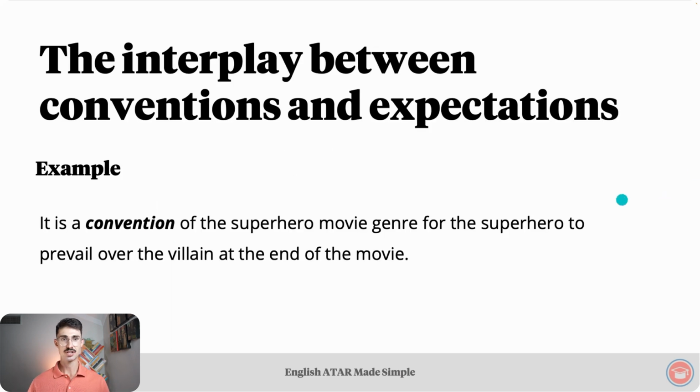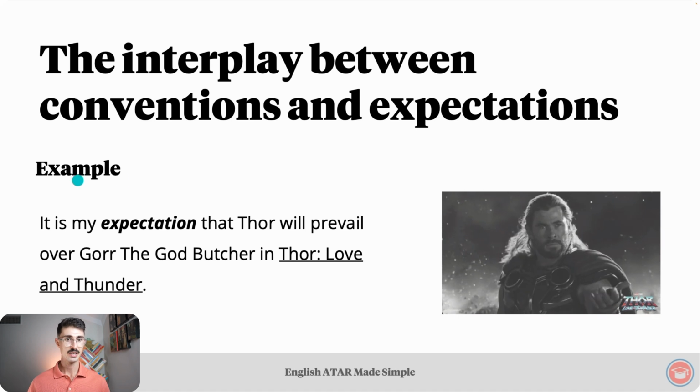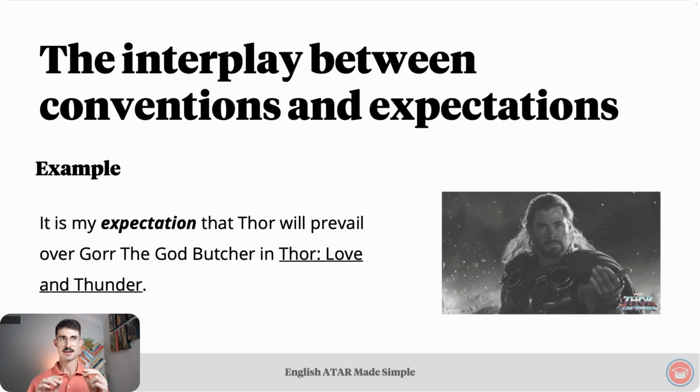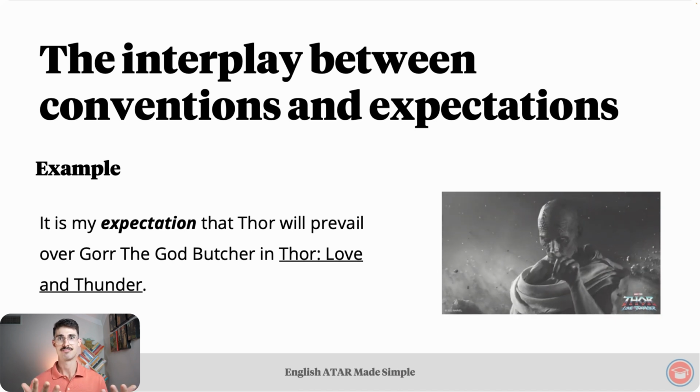It is a convention of the superhero movie genre for the superhero to prevail over the villain at the end of the movie. A more specific example: it is my expectation that Thor will prevail over Gorr, the God Butcher, in Thor: Love and Thunder. The main point here is that although the terms might have slightly different meanings, they often produce the same examples. And those examples are the ones that we analyze and write about in English ATAR.